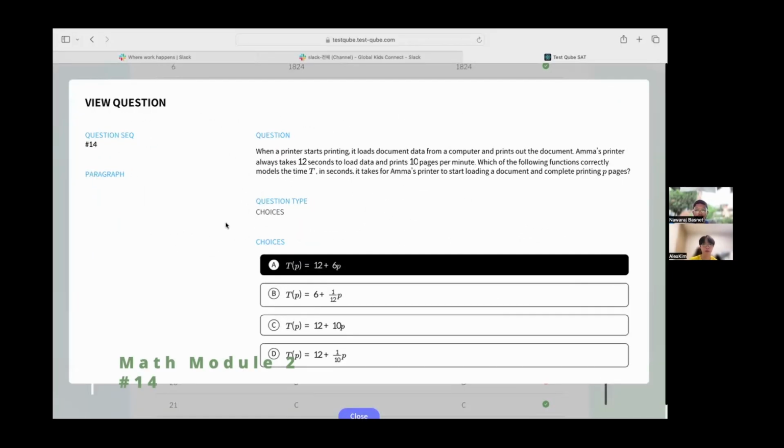When printer number 14 starts printing, it loads document data from a computer and prints out the document. Ahmed's printer always takes 12 seconds to load data and prints 10 pages per minute. Which of the following functions correctly models the time t in seconds it takes for Ahmed's printer to start loading a document and complete printing p pages?